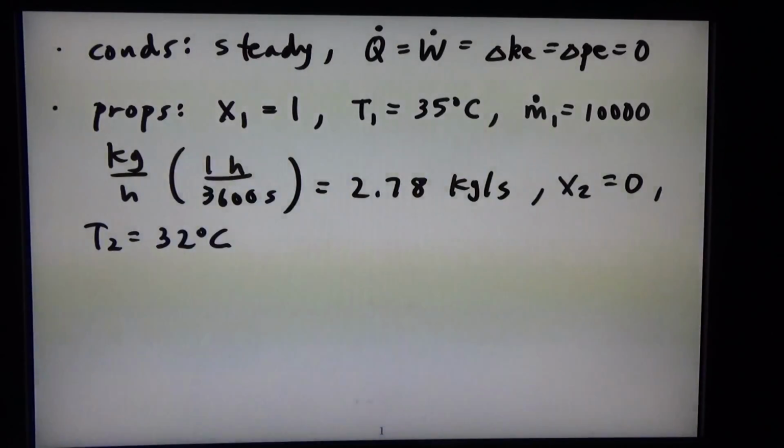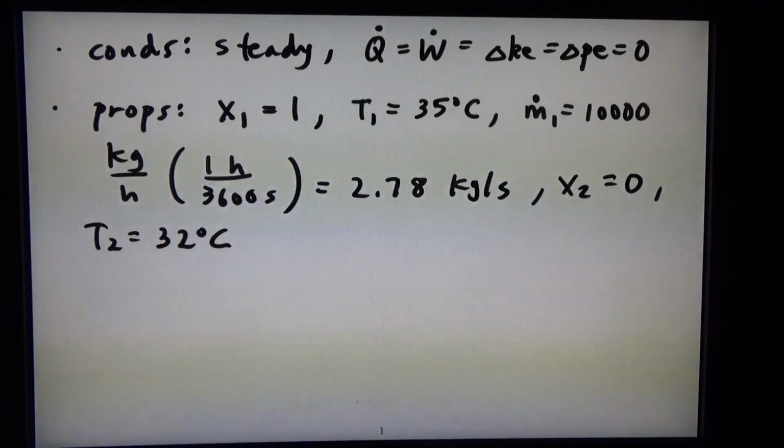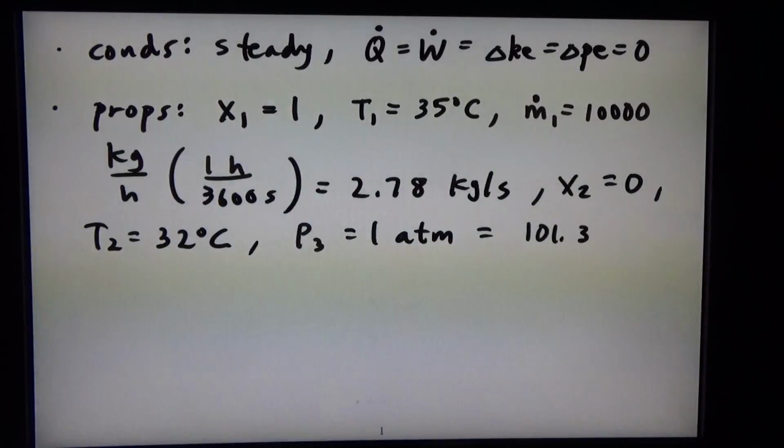For the air, we have air at 1 atmosphere at its entrance, which is 3. So we would probably want to take that atmosphere and convert it to kilopascal. So in kilopascal we can use 101.3 kilopascal. Roughly 1 bar.